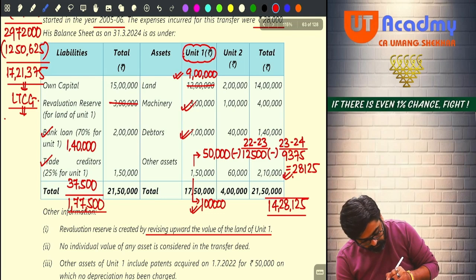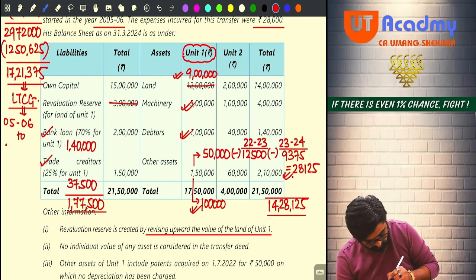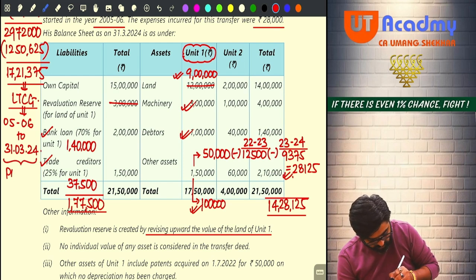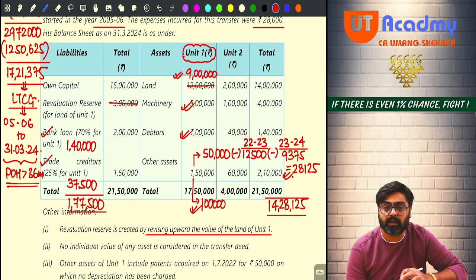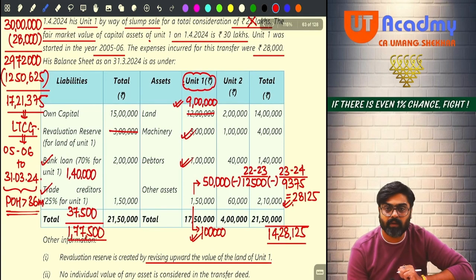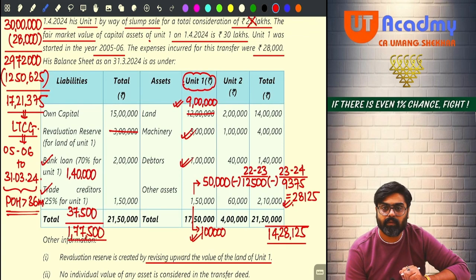Because since 2005-6 to 31st March 2024 was the period of holding, and this period of holding was more than 36 months. Hence, the unit 1 was a long-term capital asset and the resulting gain was long-term capital gain. Did you all understand? Everyone?